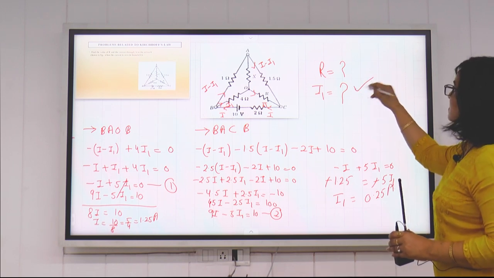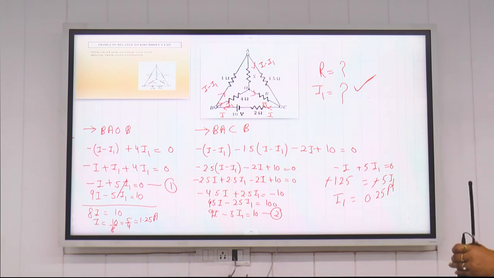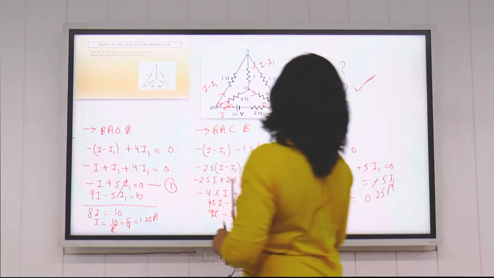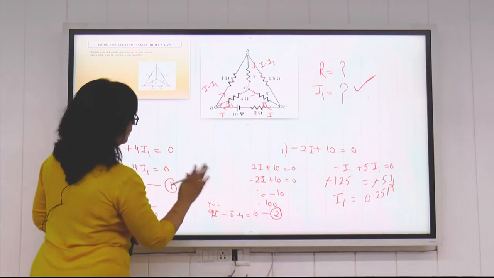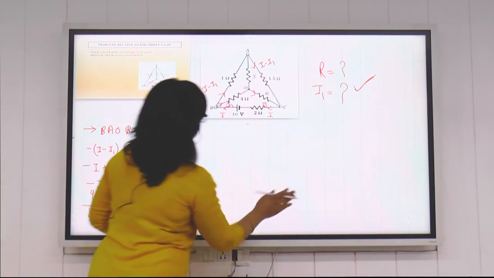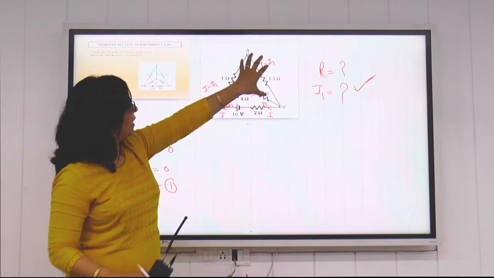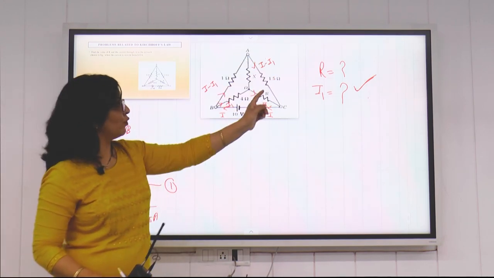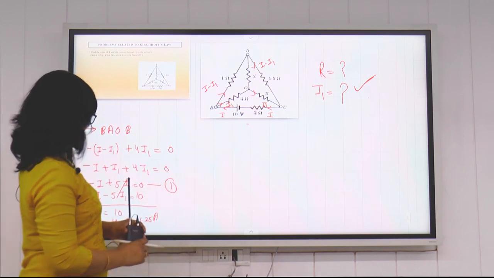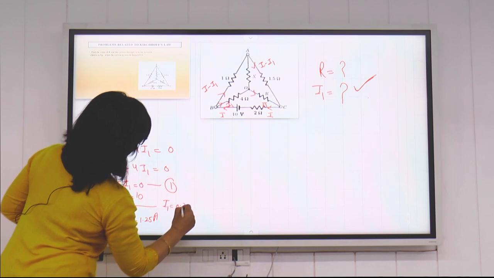It comes to 0.25, and this we have to find out. Now we have to find the value of the unknown R. We apply Kirchhoff's law; now we can apply it in this loop also. We have to evaluate R1, and R1 is 0.25.